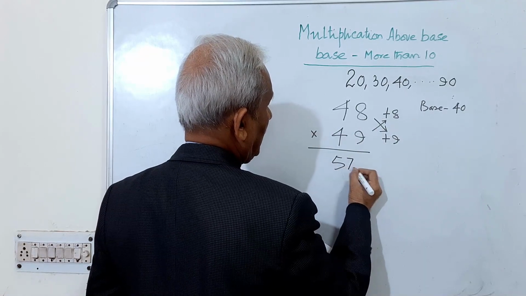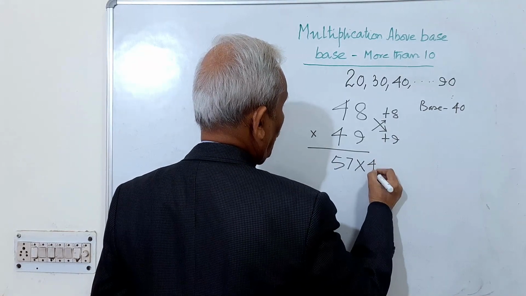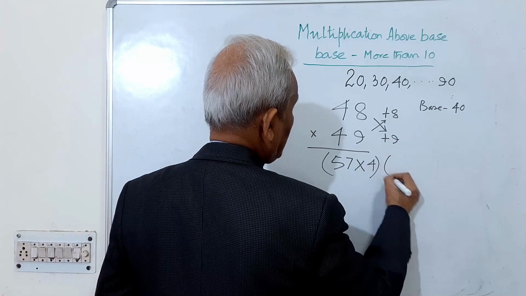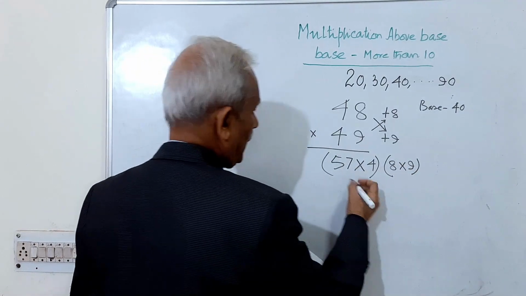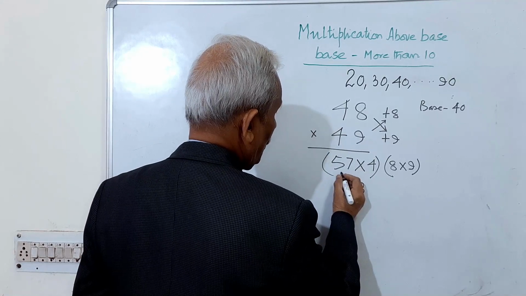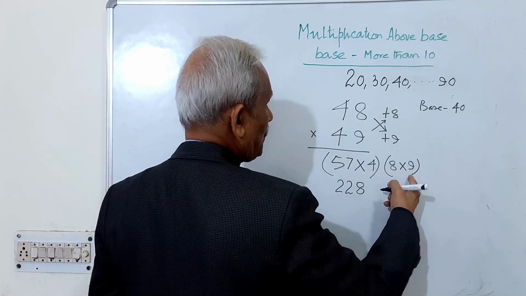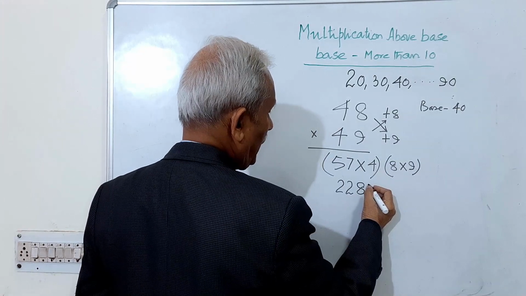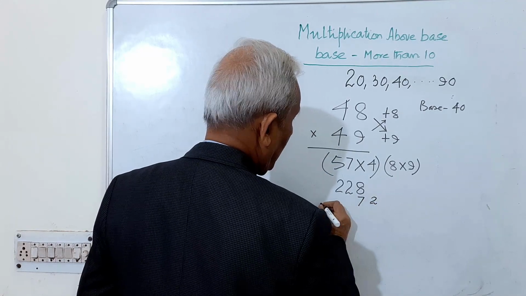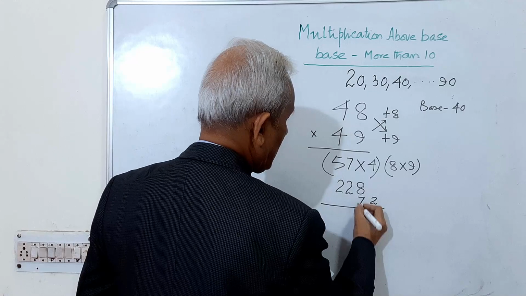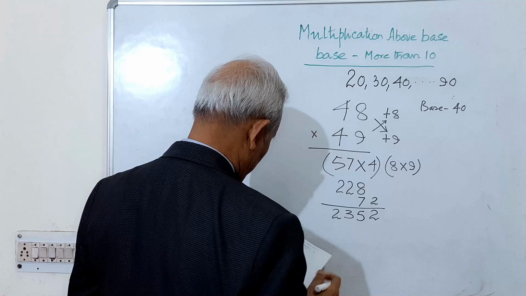Write down 57 here, multiplied by, this is the fourth multiple of 10, so you multiply with 4. And the second part of the answer is 8 into 9. So 4 7s are 28, 4 5s are 20, plus 2 is 22. 8 9s are 72. In the base there is 10, so we can have one digit here. So we'll write 7 here and 2 here. And the answer is 2352.